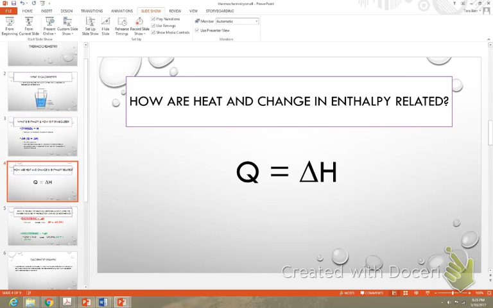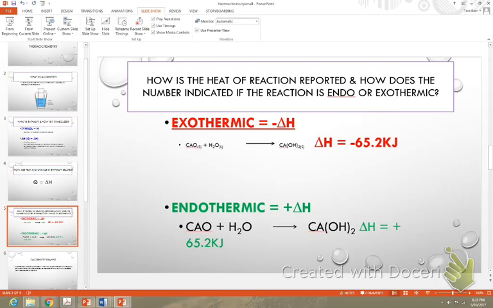The delta H is the change in enthalpy, which is the heat in the system, and Q is the heat in the system. So it's the same thing. Just keep that in mind. Also keep in mind that if you see a delta H that's negative, that's an exothermic reaction, and a delta H that's positive, that's an endothermic reaction. We talked about that before. But let's get into some of the practice problems.